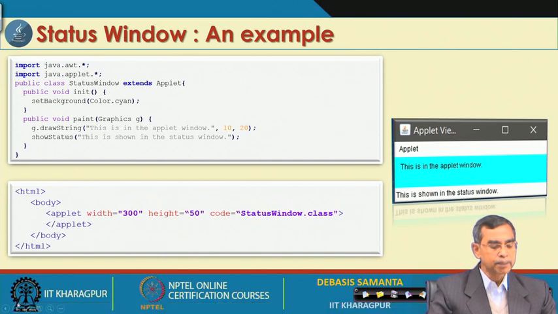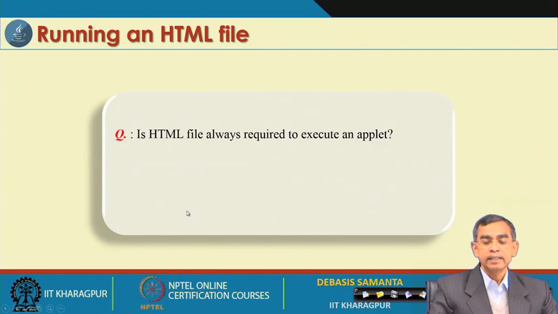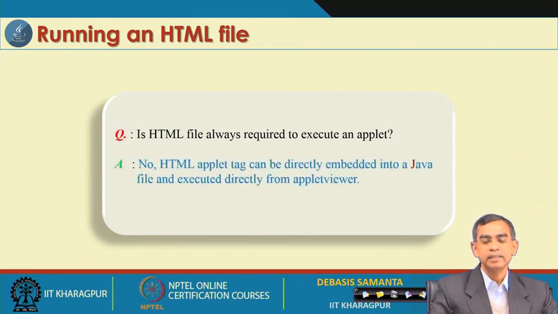So, these are the different methods that can be used to display the status here, and there are a few more interesting facts that I want to give before concluding this module. The first is: is an HTML file always necessary to execute an applet? As I have mentioned, HTML code should be there, but there is a trick. The HTML applet tag can be directly embedded into the Java program itself, and that can be used by the applet viewer.